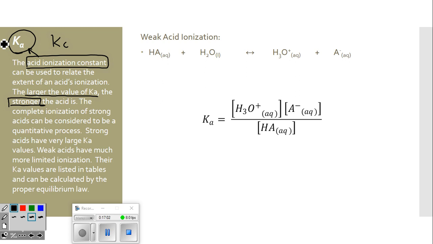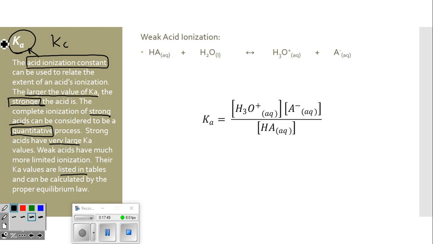Now, complete ionization happens when you have a strong acid, and like we said before, it's quantitative. That's why in your data booklet, instead of giving you a value for Ka, it just says very large. We don't even give you a number because we assume it's either 100% or close to 100%, and there's no point in talking about equilibrium. Weak acids have a limited ionization. That's why they're listed in the table, and that's why we actually care about them in terms of equilibrium. So we will actually focus on weak acids because they actually have equilibrium systems and strong acids don't.